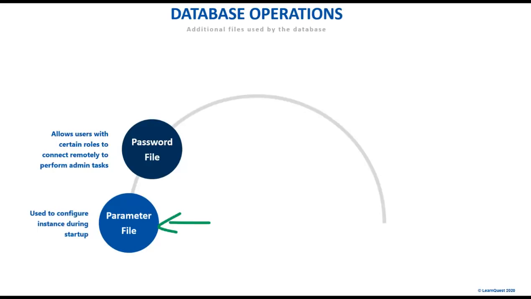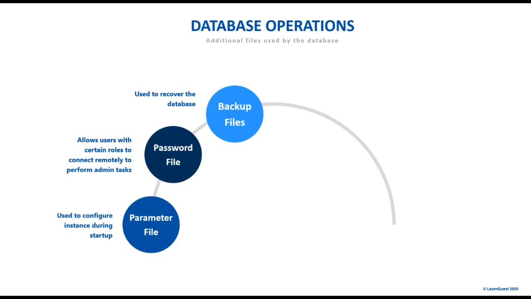In addition to the parameter file, there's also the password file. This file allows users with certain roles to connect remotely so that they can perform admin tasks. In addition to the password file, there's also a backup file. Now, this is used to recover the database in the event that it happens to crash. Rather important, don't you think? So the parameter, the password, and the backup.